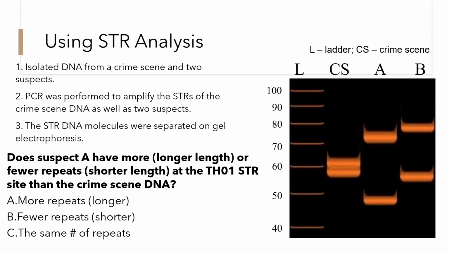All right, so suspect A has fewer repeats because it's a little shorter than suspect B. Especially if we're only looking at these bottom bands here, even the top bands show the same pattern, right? So this one's a little bit further down, so that means you have slightly smaller or shorter fragments than suspect B.